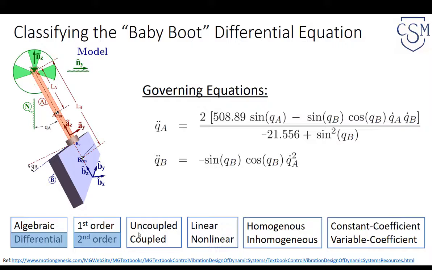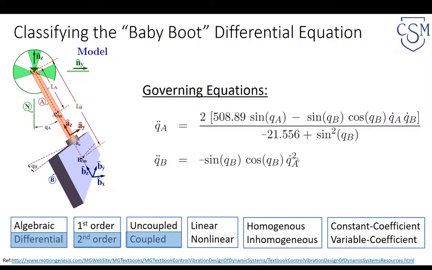And to understand if it's coupled or uncoupled, we would want to see if QA or QB showed up in more than one set of equations. And in fact, it does. In the top equation, we have QA, that is the angle that the pendulum makes with the vertical axis, and QB, which is the angle that the rotation of this boot makes with respect to the pendulum's axis. And therefore we say that this is a coupled set of equations that govern our baby boot.